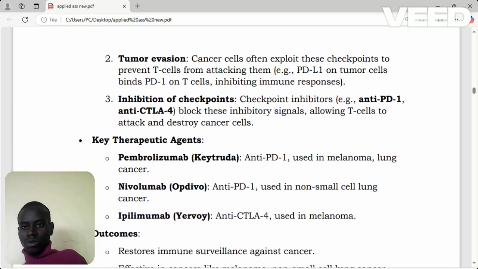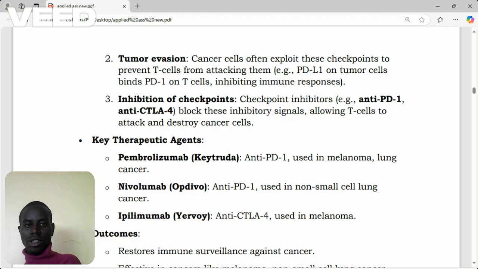Thirdly is inhibition of checkpoints. Here, checkpoint inhibitors, for example, anti-PD-1 or anti-CTLA-4, block these inhibitory signals, allowing T cells to attack and destroy cancer cells.